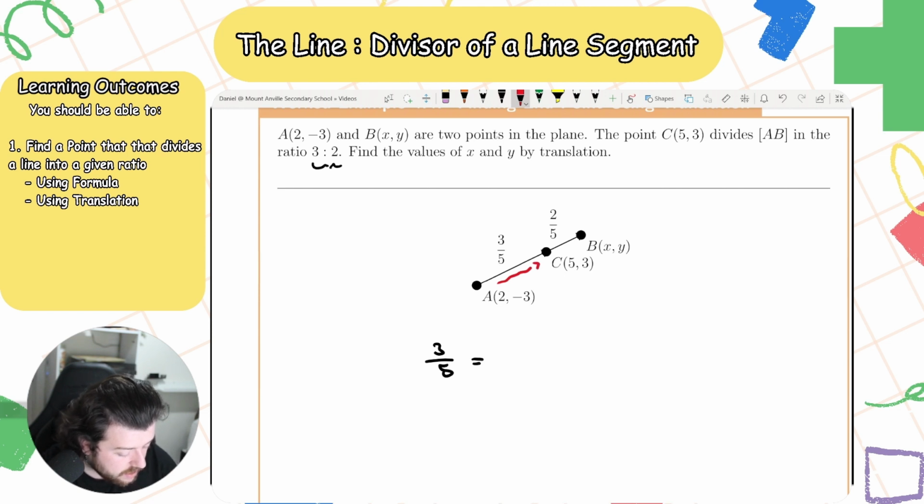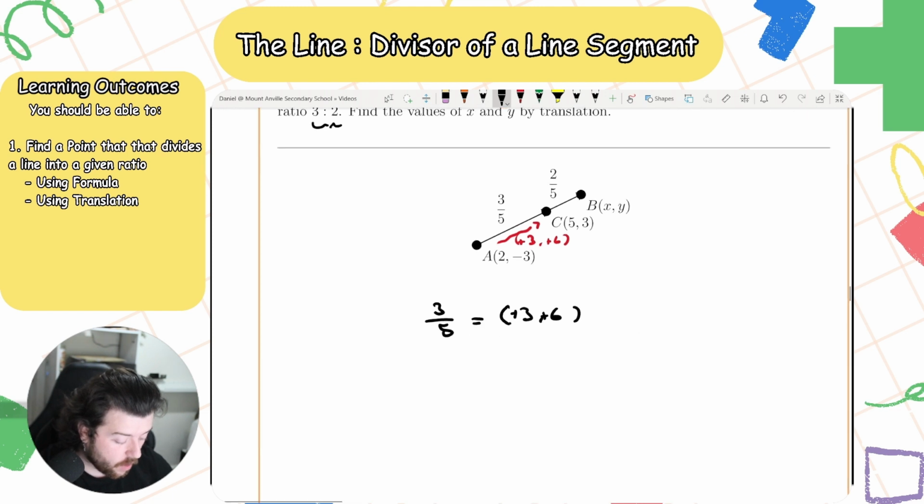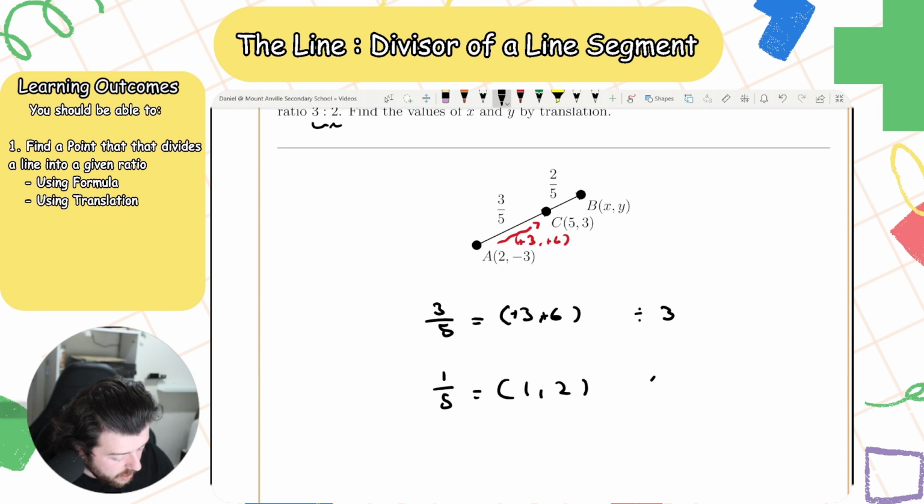So let's look at the translation here. 2 to 5, well that's plus 3, and minus 3 to 3 is plus 6. So 3/5 of my translation is (3, 6). What is my whole translation, or my whole journey? So what we do is divide both sides by 3. So I get 1/5 is equal to (1, 2). Multiply both sides by 5. I'm going to get 1 times 5, which is 5, and 2 times 5, which is 10.